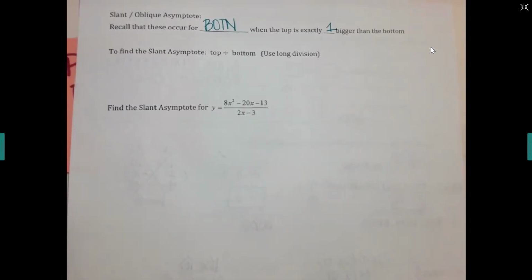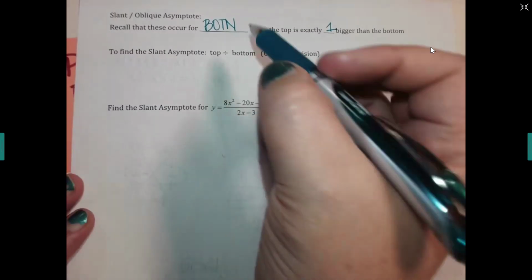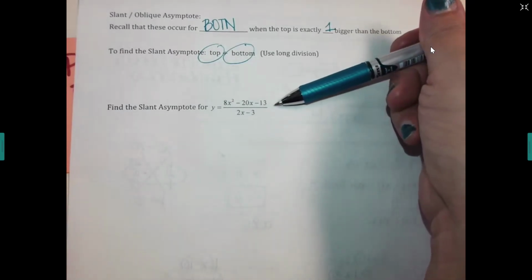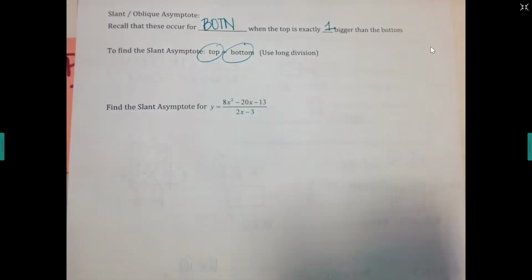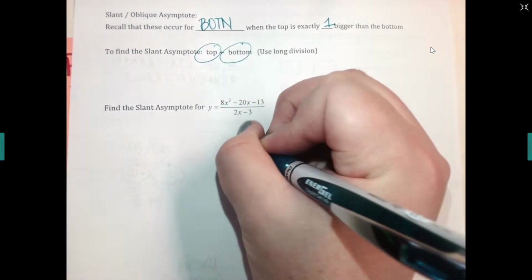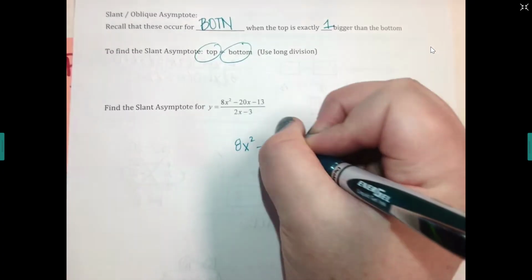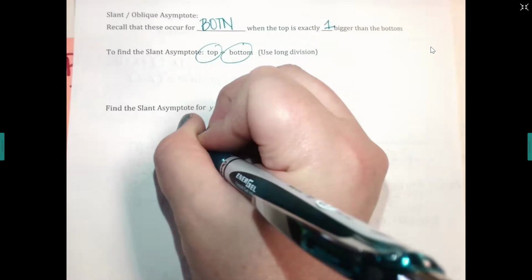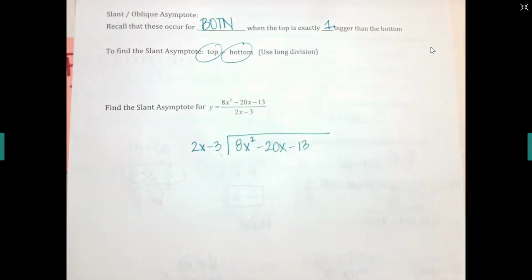Okay, to find the slant, you just do long division, top divided by bottom. Okay, so let's do it for this question. You do not have to graph any slants today. You just have to be able to find them. So it'd be 8x squared minus 20x minus 13. And we're going to divide by 2x minus 3.